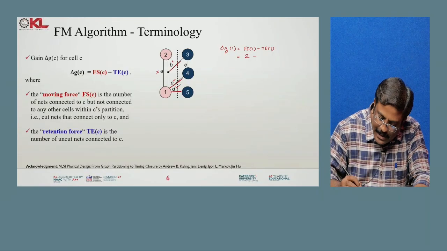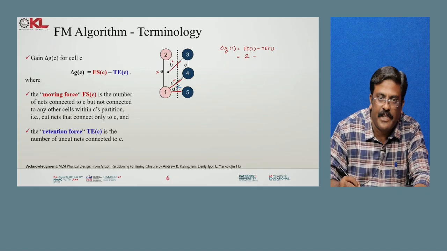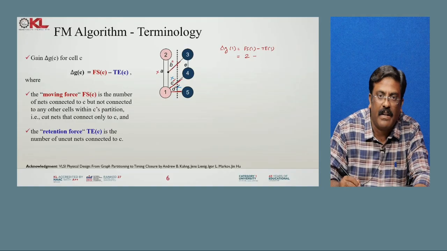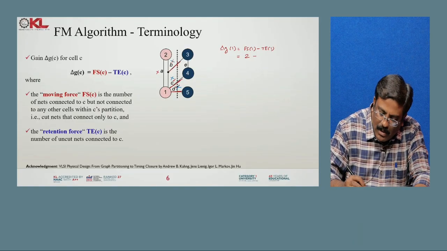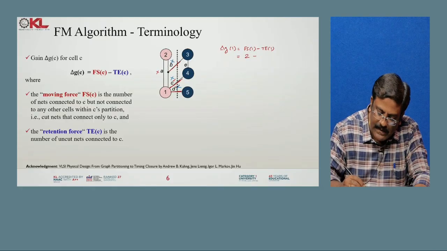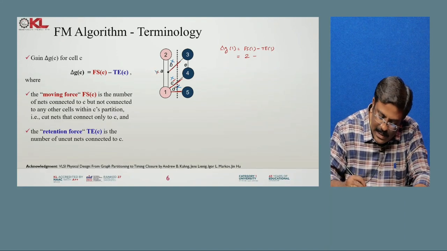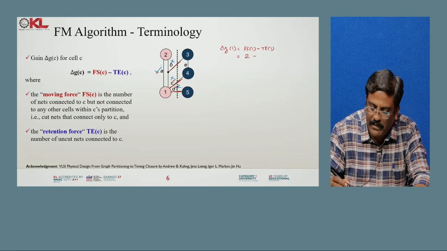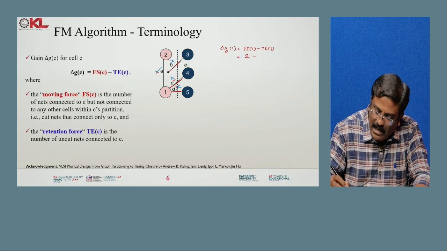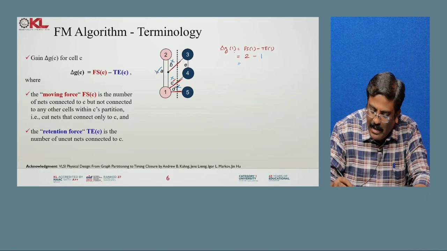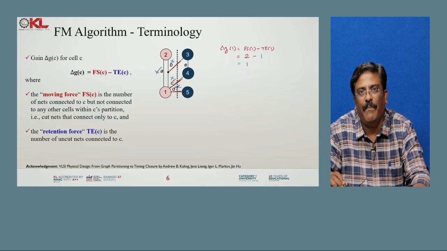To estimate the retention force, D will not be considered because it's cut by the cut line, and C also will not be considered because it's cut by the cut line. B also will not be considered, since it is a hyperedge cut by the cut line, so we are not going to consider B either. But for the retention force we should consider only the uncut edges. So only A is possible with respect to the retention force, so we can write 1 value 2 minus 1. So the final value, del G of 1, is nothing but 1.